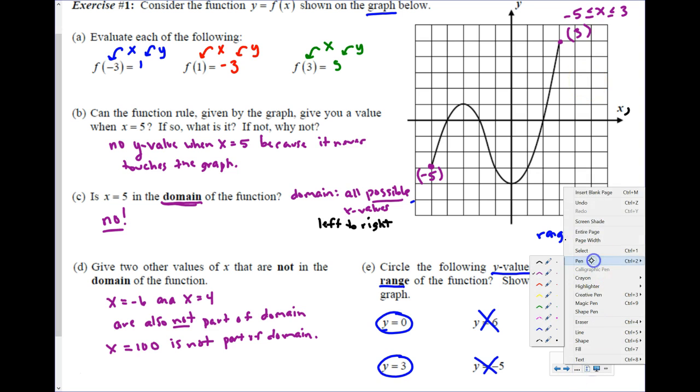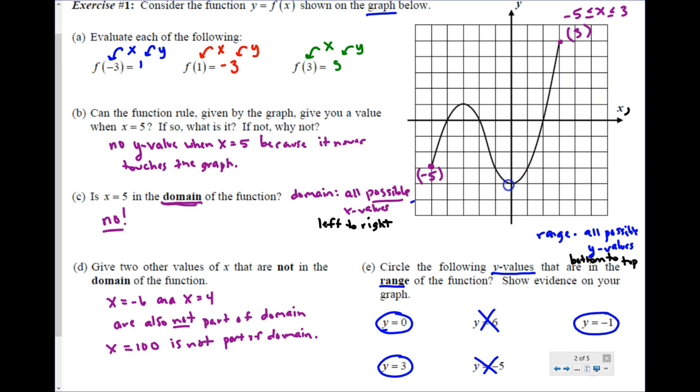Same thing for the range. If I go to the very bottom of the graph, which is this point right here, that y value is -4, and then the very top, which happens to be this same point, but the y value here is a 5, I know that my range has to be between -4 and 5. So anything above 5 or below -4 is not part of the range, which is why I crossed off -5 and 6, because 6 is greater than 5 and -5 is less than -4.